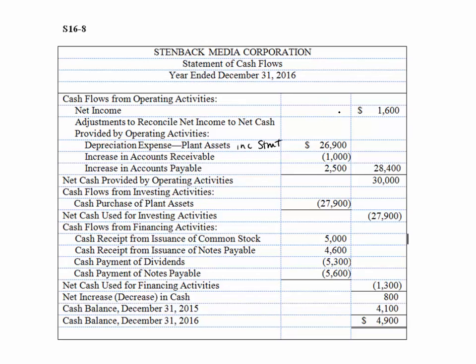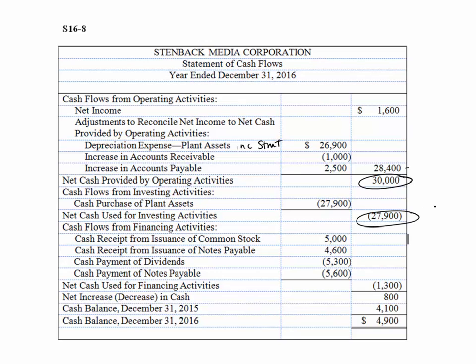And this is my increase in accounts receivable, my decrease in accounts payable. So I get a total here of a positive cash flow of $28,400. I add that to my net income, and so here's my net cash flows from operating, $30,000. I just had that one investing where I purchased the plant assets, so that's a negative over here of $27,900.